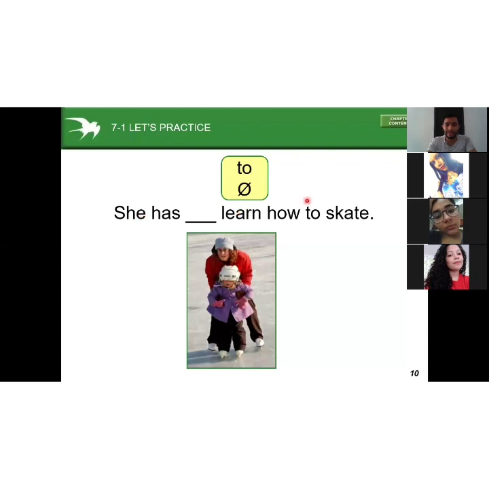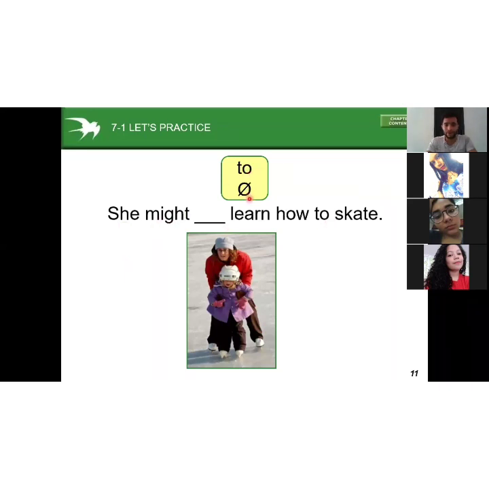Now, take a look at this sentence. Do we use to or not? She has to learn how to skate. Yes, we use to because have always goes with to. Good. How about this one?